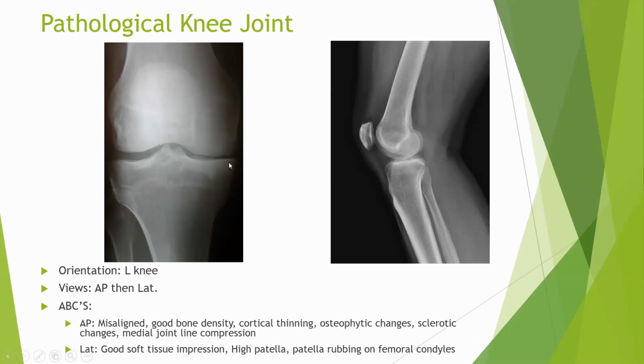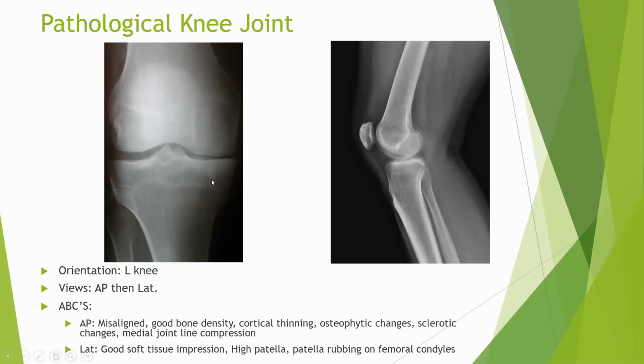There are very, very minimal osteophytic changes right over here. There is cortical thinning right across the joint, and very, very white sclerotic plaques present. That's why there are sclerotic changes. It's right where I am pointing. Sclerotic changes right across this area, especially right over here and a little bit over here, and right around this area. Obviously, as you can note, the medial joint line compression is present.